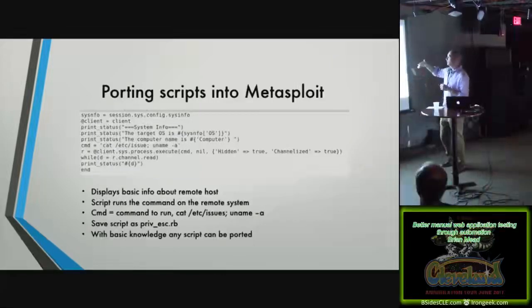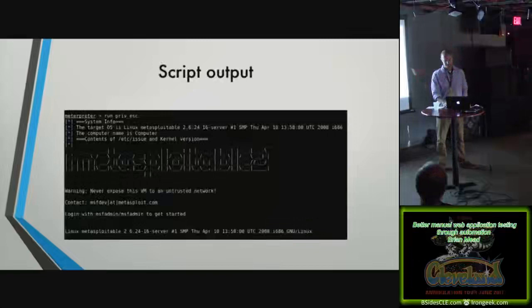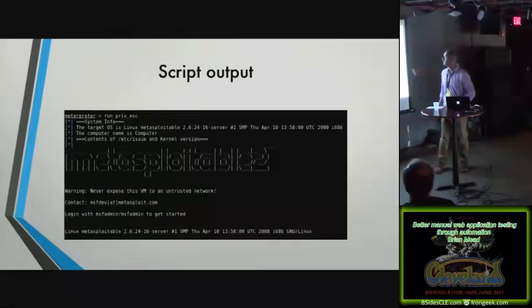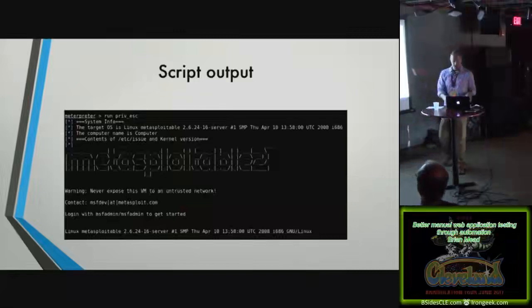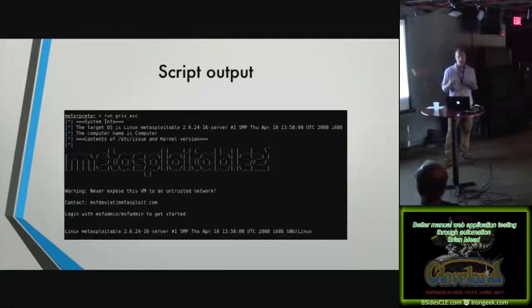So this is our list of commands. What we're going to do here, we're going to execute the command, and then we're going to return it back to the console. And we're going to save this as priv_esc.rb. So this is the output of the script. Essentially, once you've got your Meterpreter shell back, you can run this script, and it will take those commands, run them on the remote host, and give you the information back.